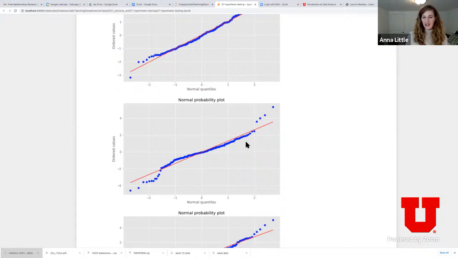Anyone want to put a guess in the chat? We do have a question. Yes, the t-distribution has heavier tails. That is the case. So the t-distribution has heavy tails, which means it has more extreme values. For a normal distribution, it should kind of stick to this line, but for the t-distribution, these extreme values cause it to go over the line in the large values and under the line in the small values.